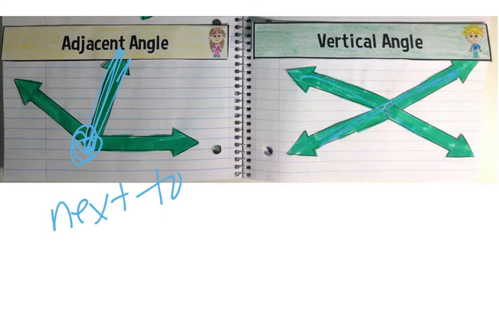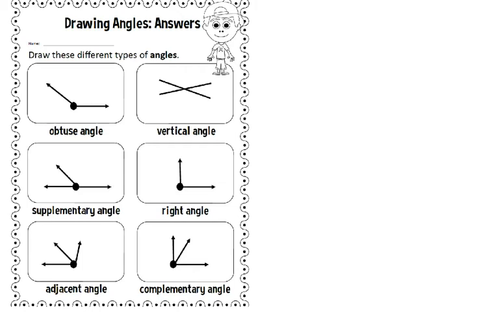Vertical angles are formed when two lines intersect. They share the vertex, and I'm talking opposites, and they're congruent. Okay, so this would be a vertical angle, and then on this side, these two would be vertical angles. And then I just gave another overview here of an obtuse angle, again, greater than 90 degrees. Vertical angles, the two intersecting. Supplementary, adding up to 180. The right angle, which is 90 degrees. The adjacent angles that share the vertex and a side. And then the complementary angles that have to add up to 90.